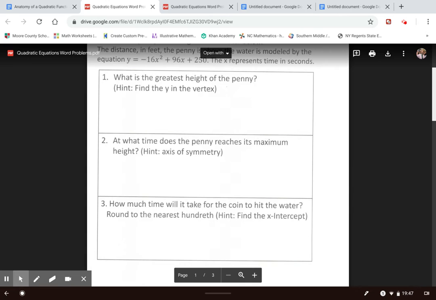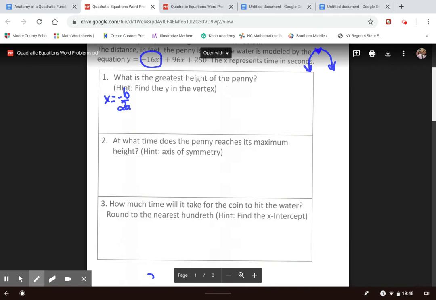So by looking at this already, we know just by looking at my a value right here that since it is negative, I have a parabola that is going to be opening downward. And what I'm looking for here is the vertex, which is right up here, and the vertex is going to be an ordered pair. So the first thing I need to do is find the x value, and if you look at your anatomy sheet, x equals negative b over 2a.